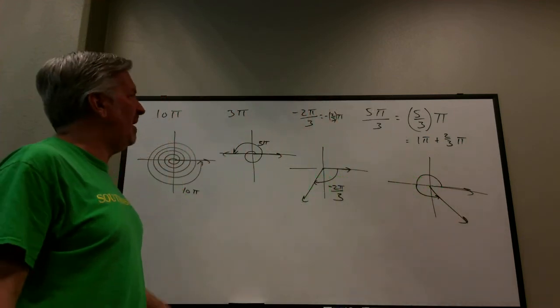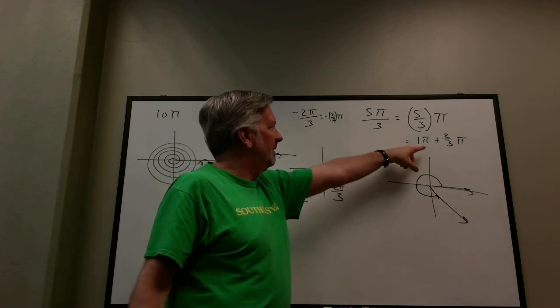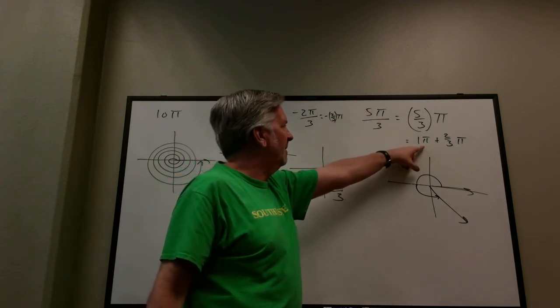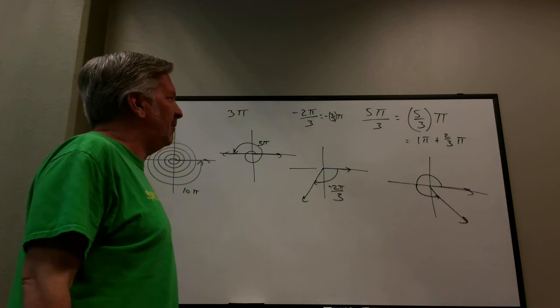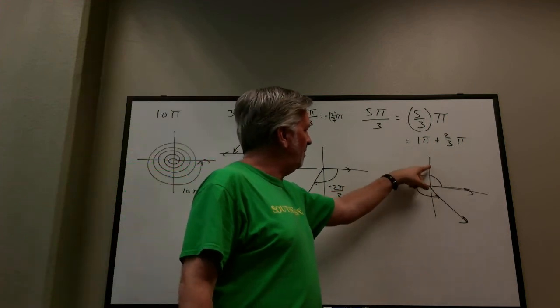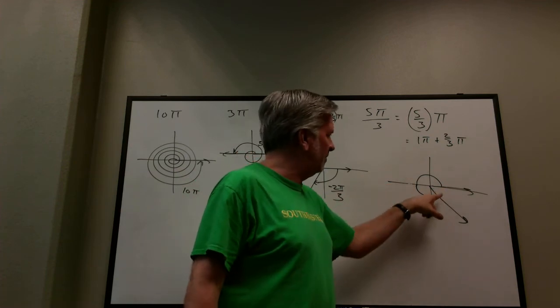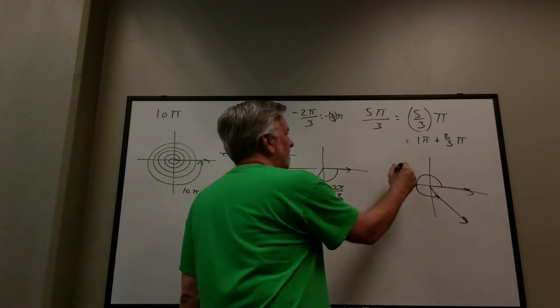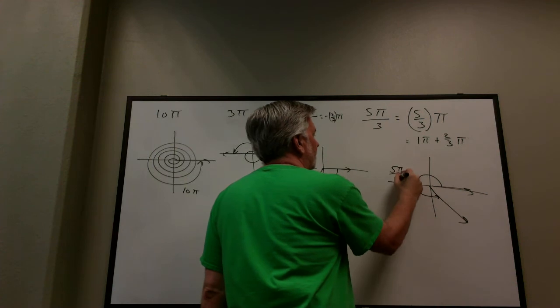Right? So if you break up the fractions, as an improper fraction into a mixed numeral, 5/3, think of that as 1 2/3. So it's 1 pi plus 2/3 pi. 1 pi takes me here, and then go 2/3 of the way to there. So there's a rough sketch of 5 pi over 3 radians.